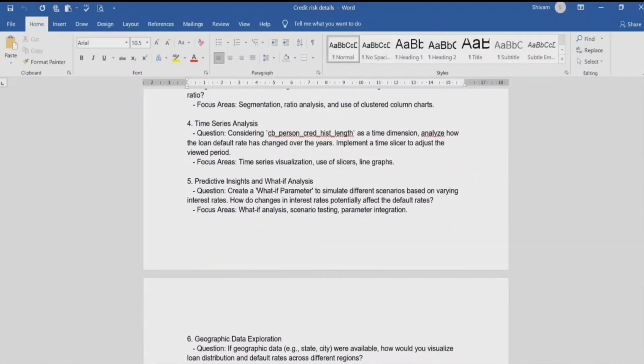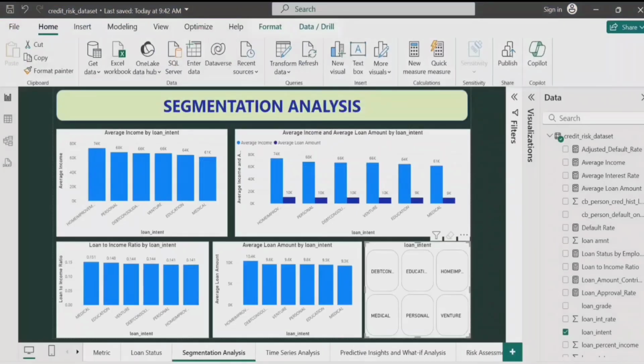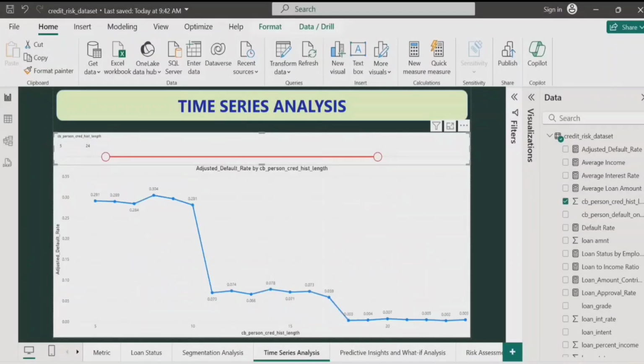Our next question is time series analysis. Here I created a bar chart where credit history length is on the x-axis and the default rate on the y-axis. Here we have the slicer where we can control the credit history length and we can see the default rate accordingly. So it is taking time.